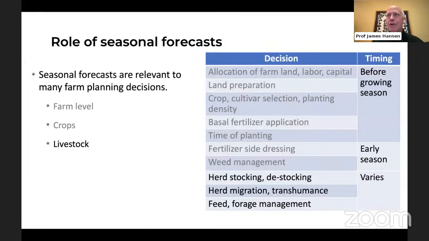So things like herd stocking or destocking, buying animals, selling animals, herd migration, transhumance in the case of pastoral systems, feed and forage management. So these are all decisions that you would find in the literature where farmers are surveyed to ask what decisions they actually change in response to seasonal climate forecasts. There are some others, but these seem to be among the most common decisions that farmers across Africa do report changing.